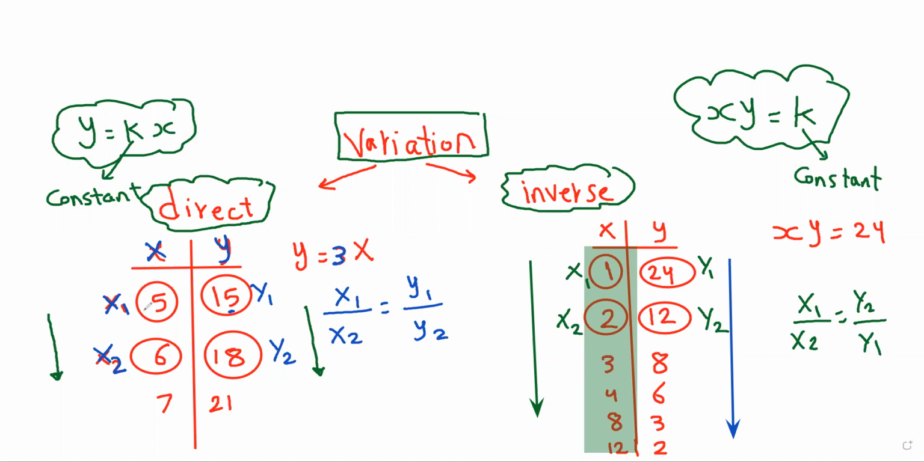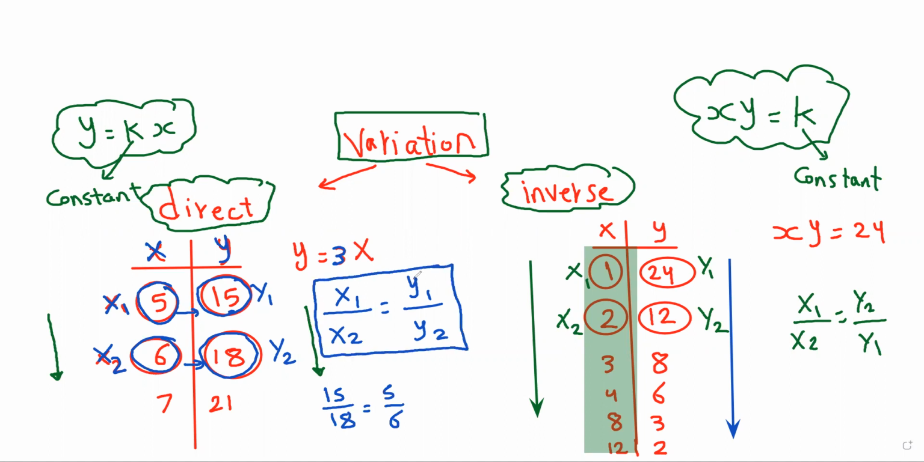If you take a value like this, this is x1 and this is x2, and take y1, the value opposite to x1, and y2, the value opposite to x2. Dividing 15 by 18 and simplifying, it will be 5 over 6. So x1 over x2 equals y1 over y2.